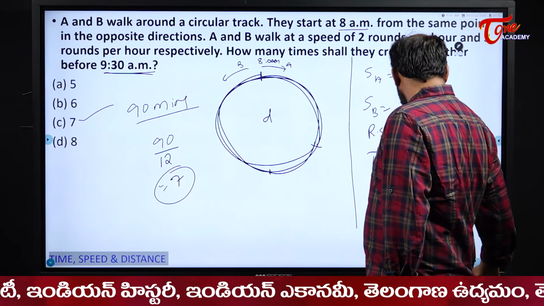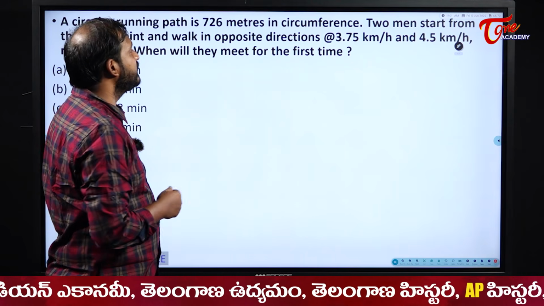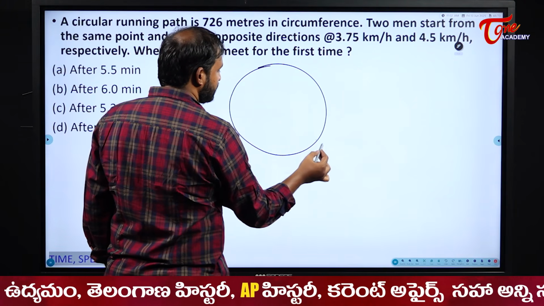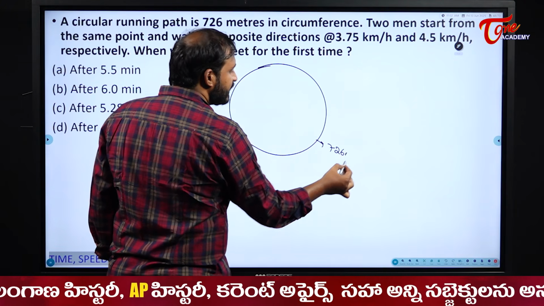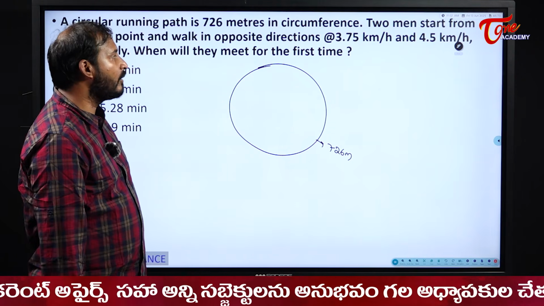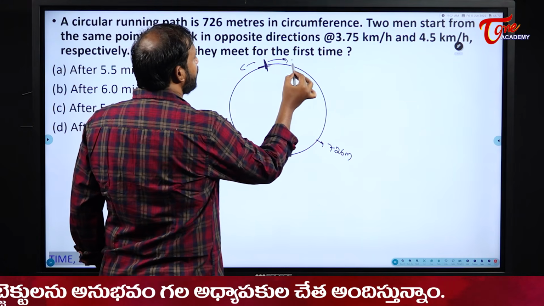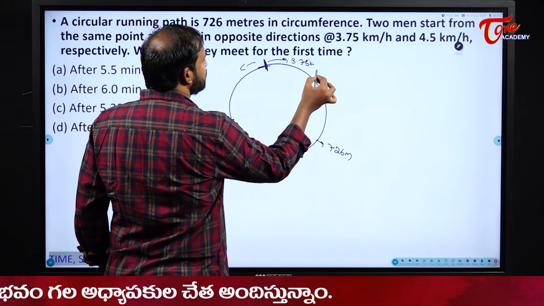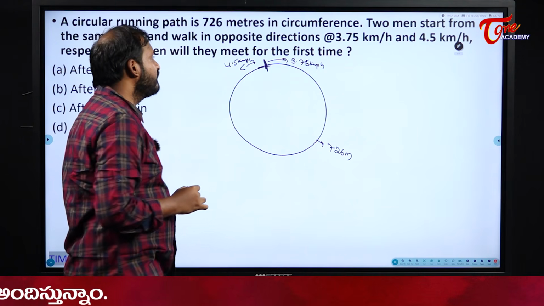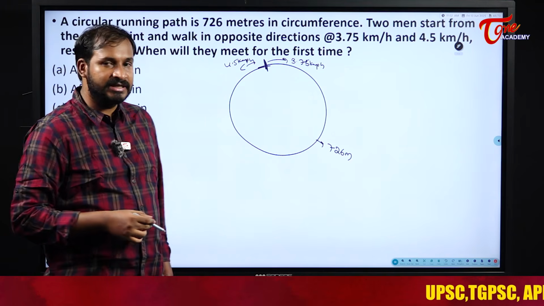Okay, next one. A circular running path is 726 meters in circumference. Here they have given us the circumference, that is 726 meters. That means here D will become 726. Two men start from the same point and walk in opposite directions at 3.75 kmph and 4.5 kmph. When will they meet each other for the first time?